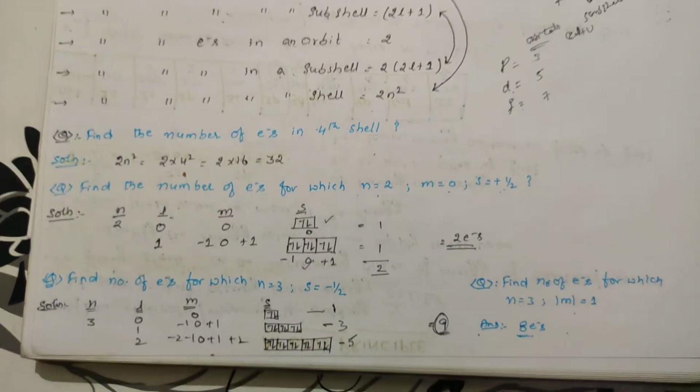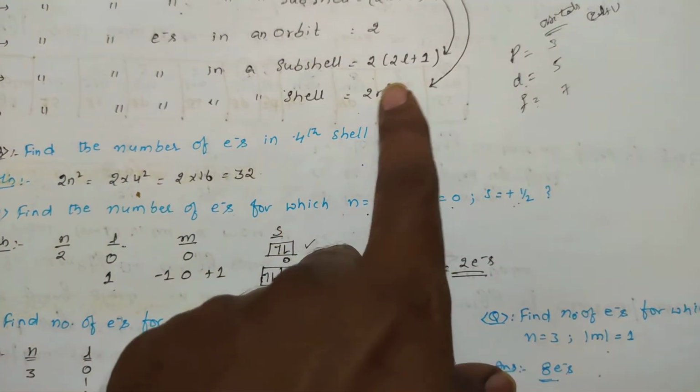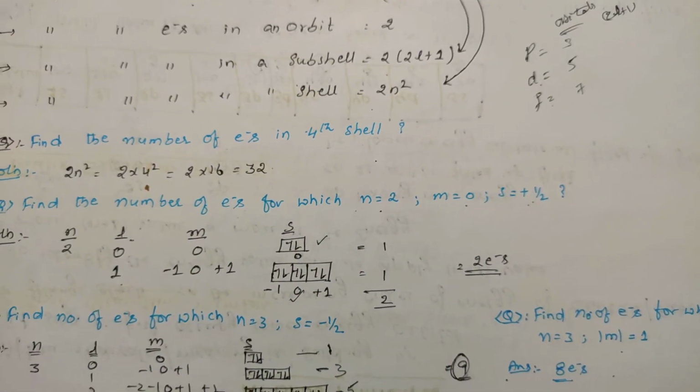Right? Question is, find the number of electrons in the fourth shell. Okay, see same formula, electrons in fourth shell, 2 n square, it is 4 square. So it is 2 into 16, it is equal to 32.